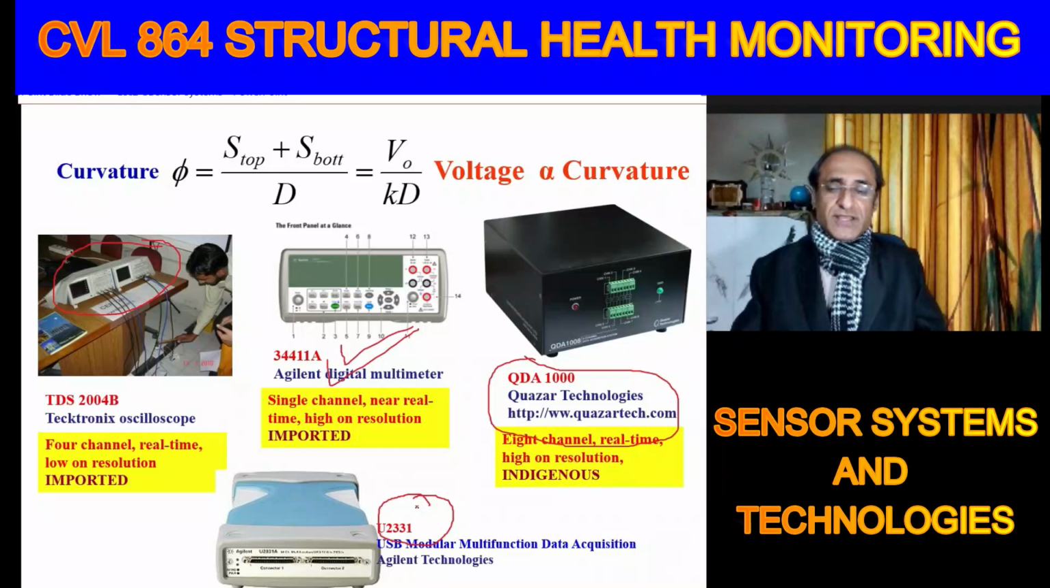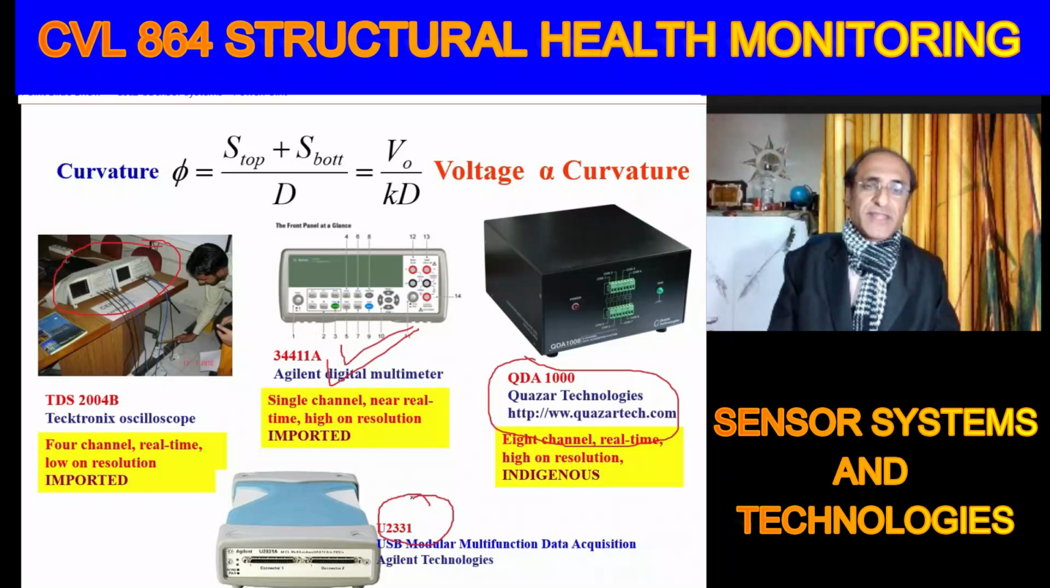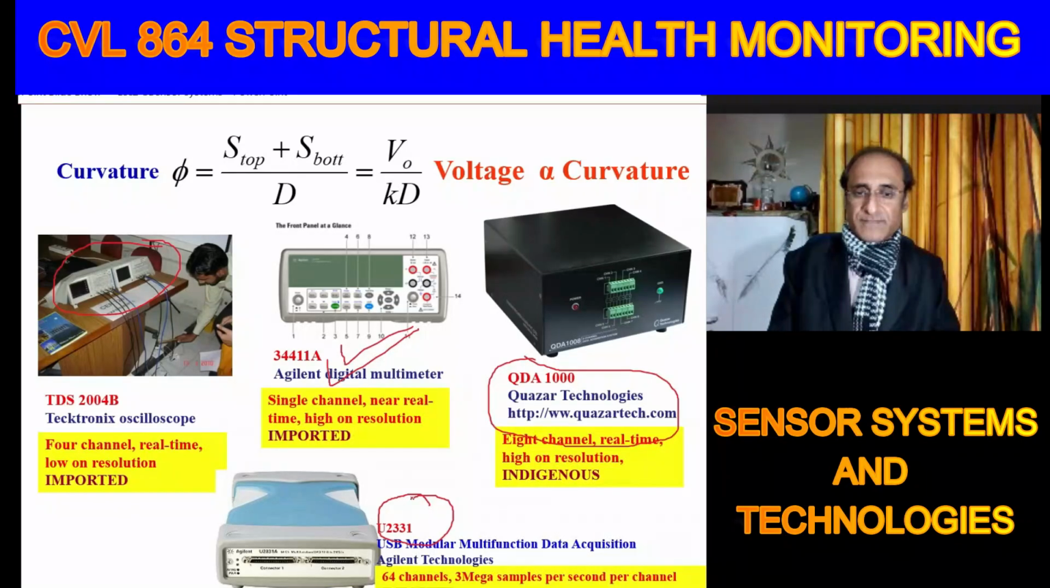So different data acquisition systems have different sensitivities, different resolutions, different functions and cost, and sampling interval. Typically this one is very sleek, and it has 64 channels, and it has a capability of 3 mega samples per second per channel. That is the maximum sampling rate it can go. An oscilloscope can go up to giga samples per second.